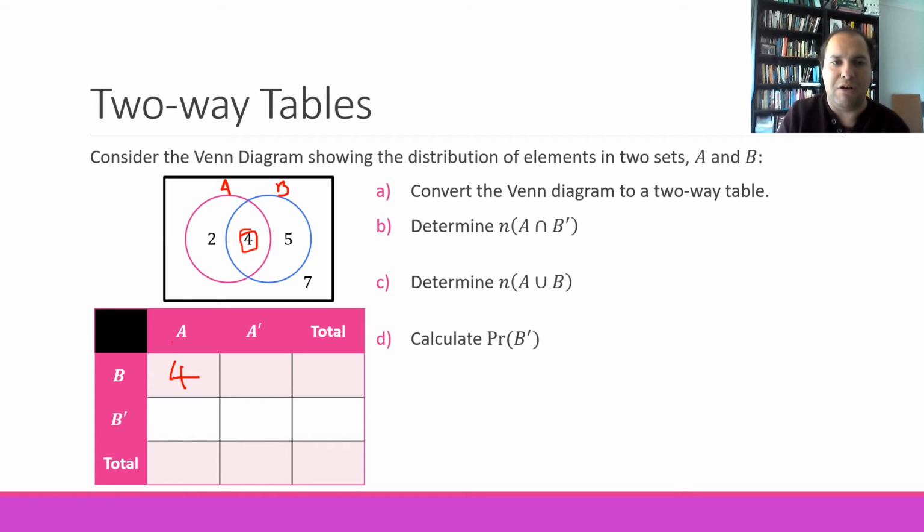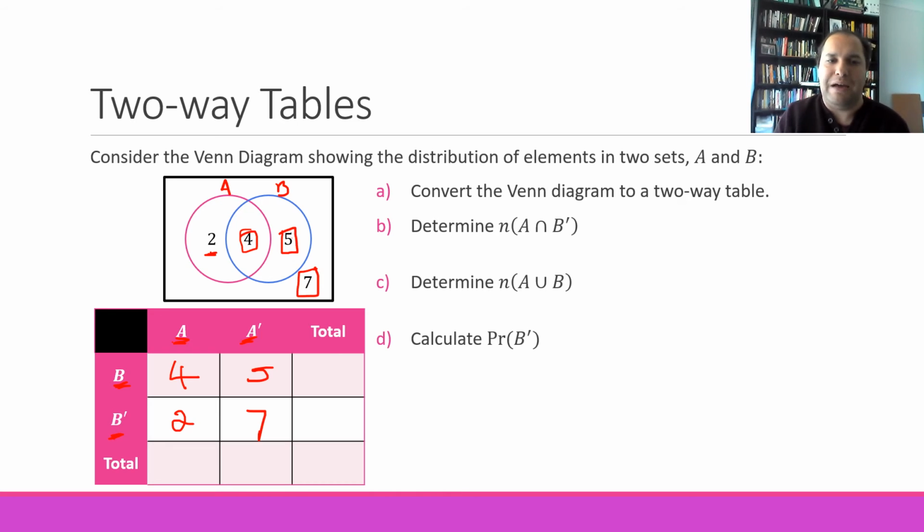Looking at this next number along, in this circle here, this is the number of things that is in A, but not in B. So in A and not in B, that'll be 2. On this side, in the B circle, this is the number of things that are in B, but not in A. So in B, not in A, that'll be 5. And then things that are not in either, so not in A and not in B, that'll be 7.